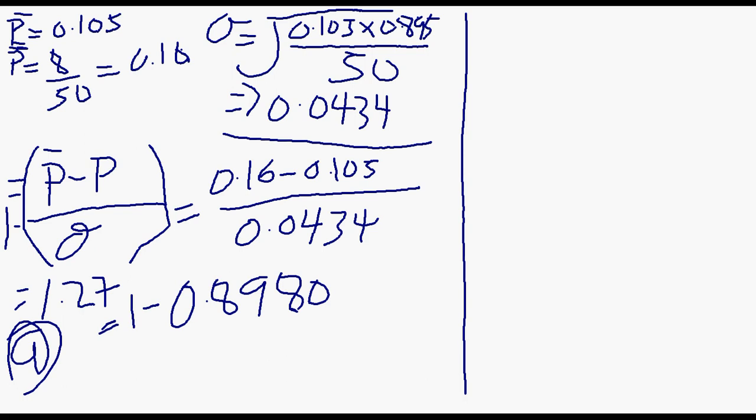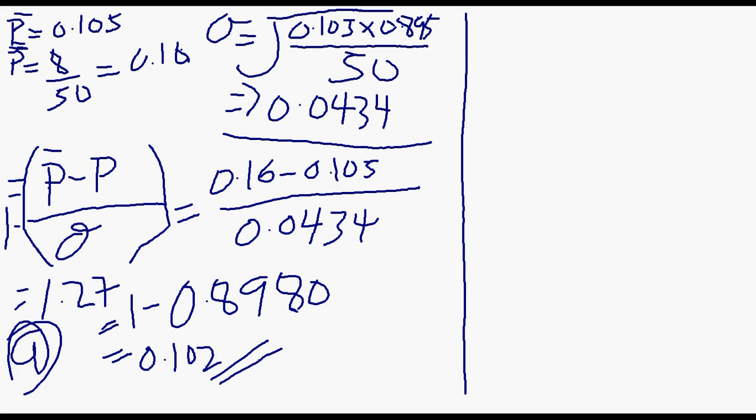So 1 minus 0.89 equals... so this is for the A.